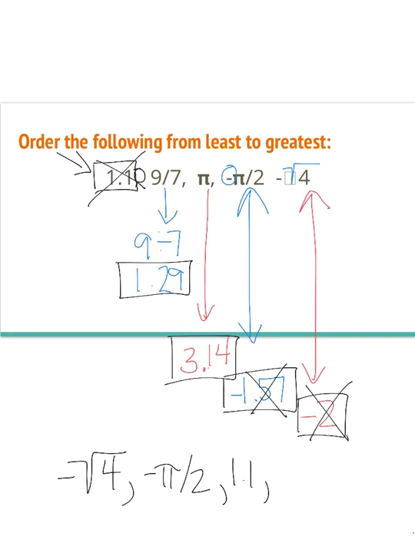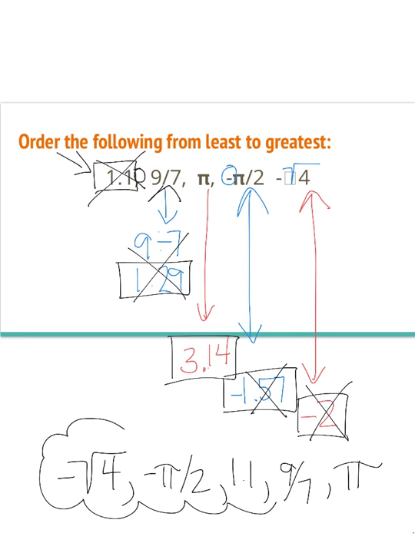Next comes this $1.29, but originally it was 9/7. And that leaves me with pi as the greatest number in this case. So in the original form, here are my numbers from smallest to greatest.